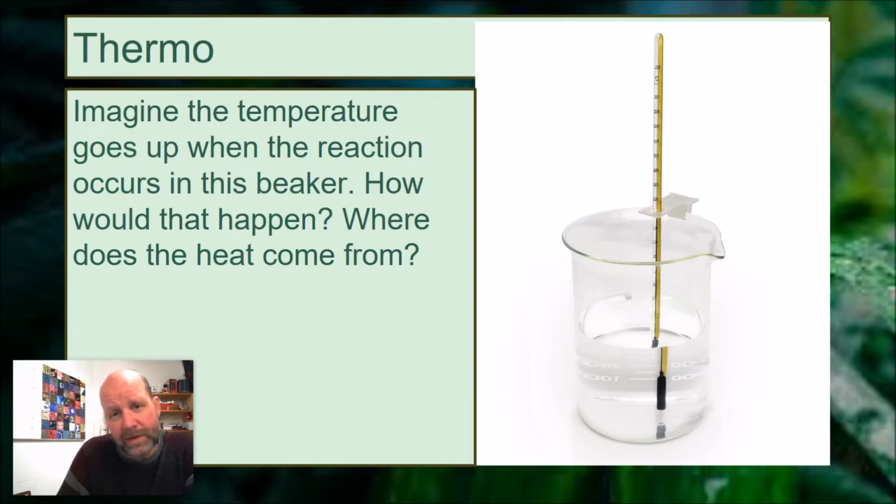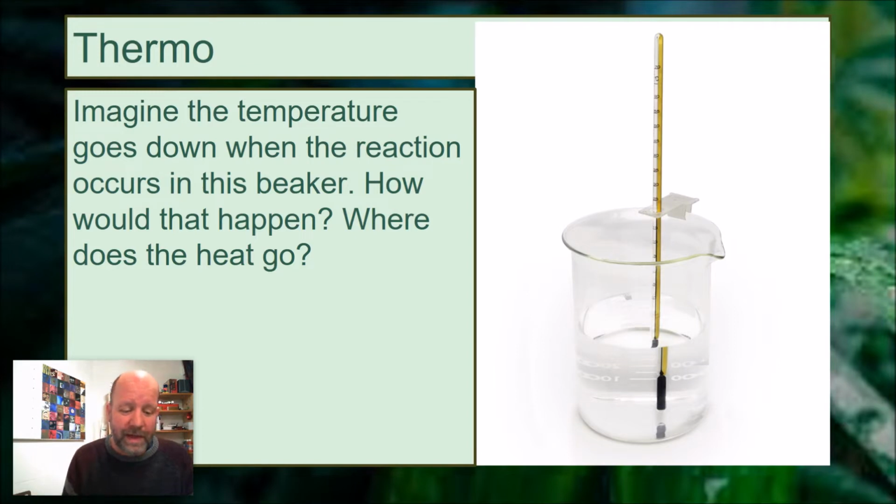Imagine we do a reaction in this beaker and the temperature goes up. How would that happen? Where's the heat coming from, right? You have to add heat to make that liquid in there expand so that you can measure a different temperature. Where's that heat going to come from? If the temperature goes down, where'd the heat go? Right? How's that happen? These are the kinds of questions you have to be able to answer. So pause the video and answer both of those questions as best you can right now.